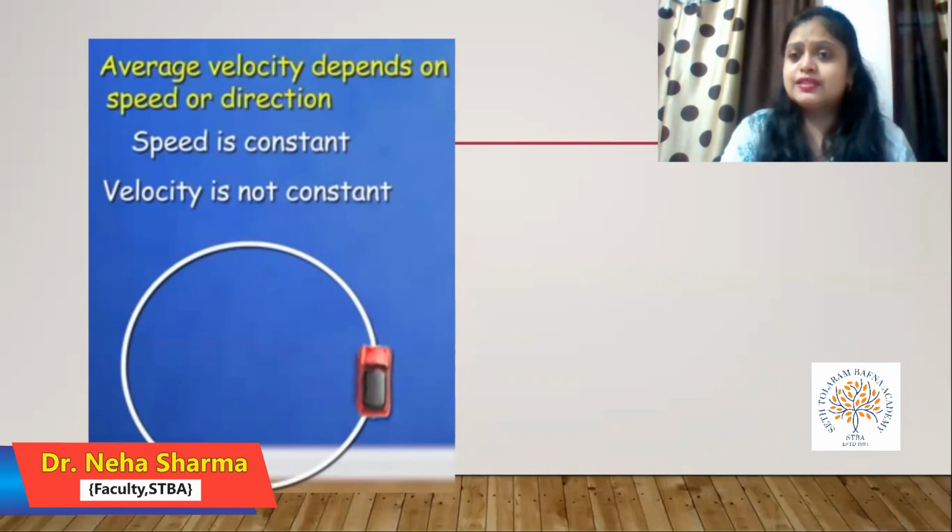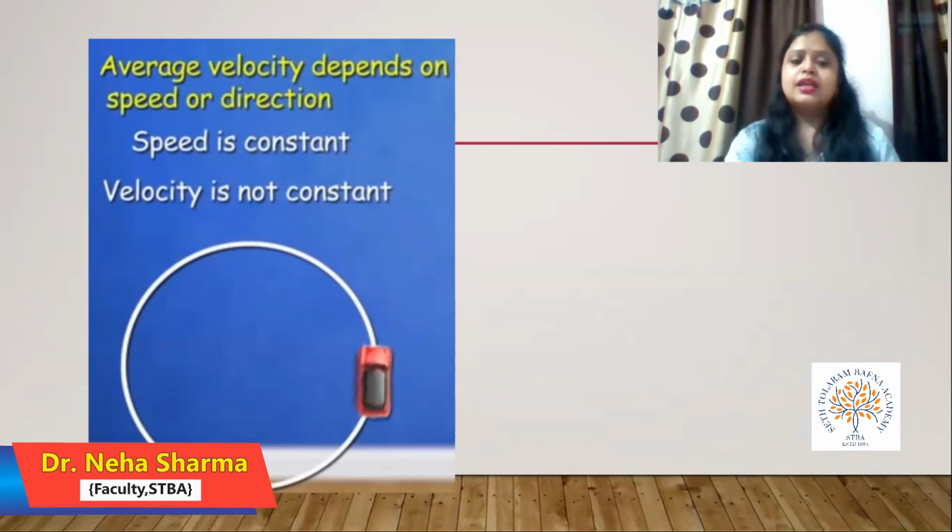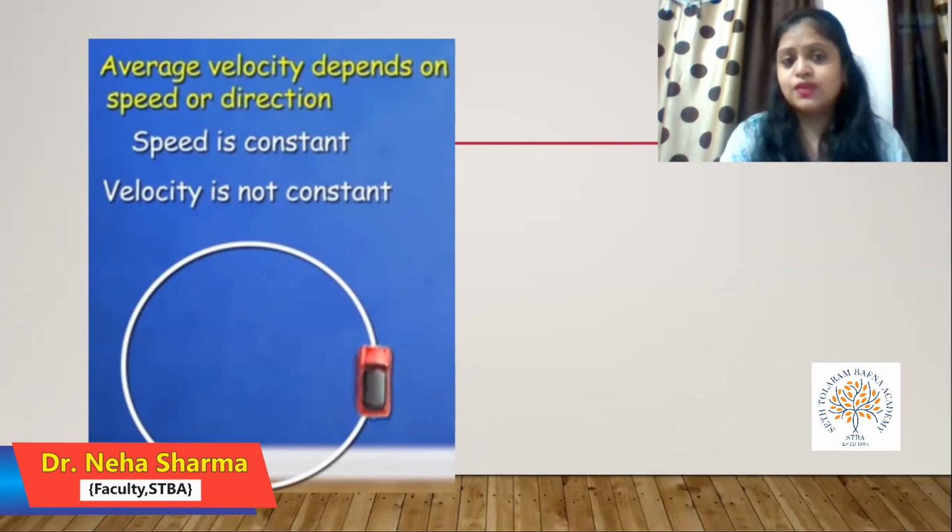Speed depends on distance, while velocity depends on direction. Speed can be constant while velocity is not. If a car is moving in a circular motion, the speed is constant, but the velocity is not constant, because the direction changes and so the displacement varies. If displacement varies, velocity also varies. Speed might be constant because the distance covered by the car is the same.